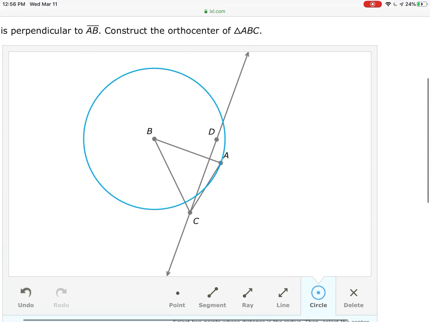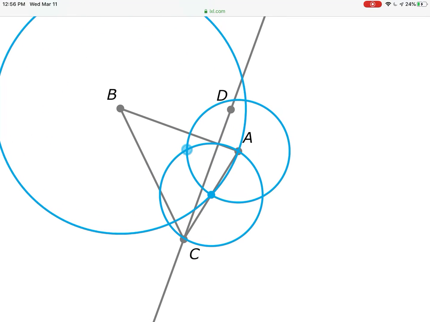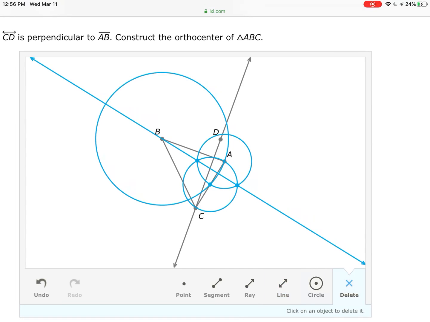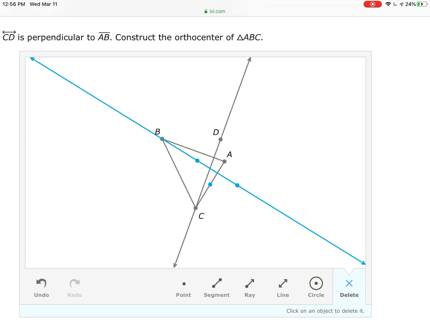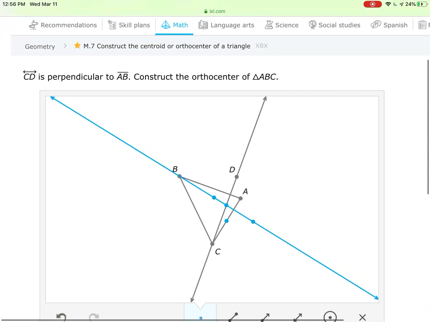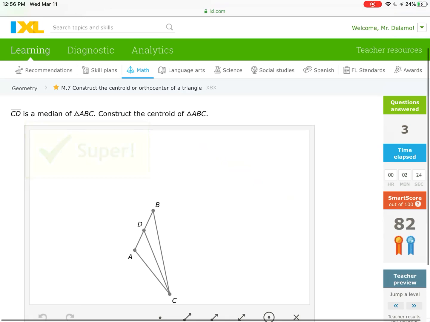So let's go ahead, grab the circle tool. We're going to go from A to that spot, plot the circle there, and from that spot to A, plot the circle there. Then you're going to take the line tool and connect the intersections of the 2 most recent circles. Okay, let's delete some of this stuff. We don't need the 3 circles anymore. And now you can see where the 2 lines meet in the middle. That is the orthocenter. And we can just submit at that point.